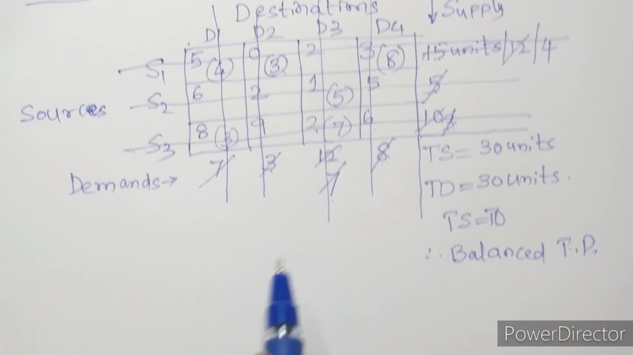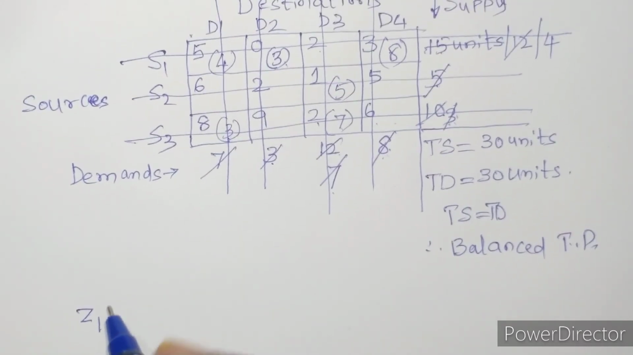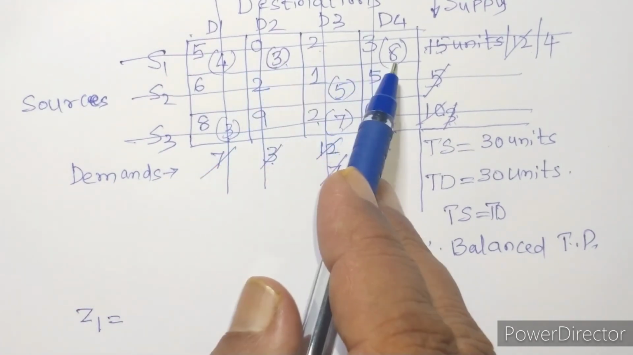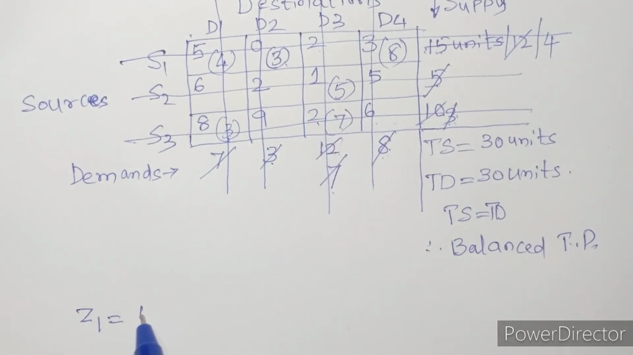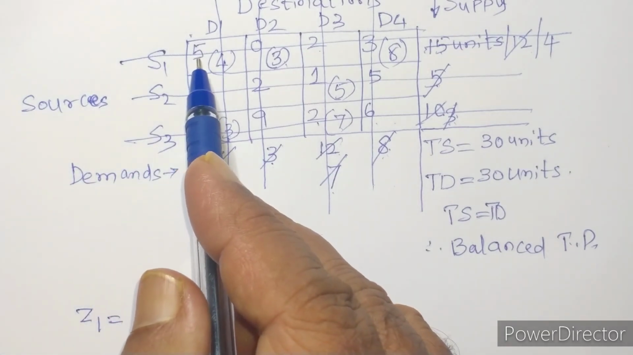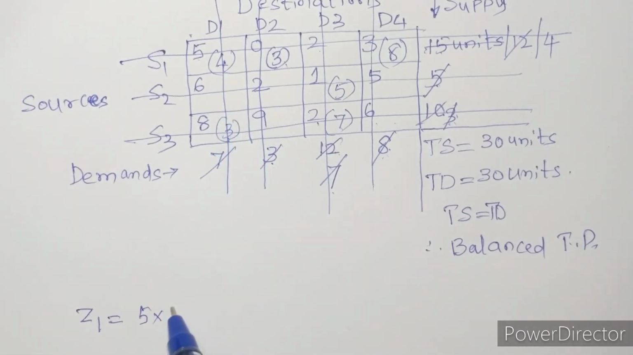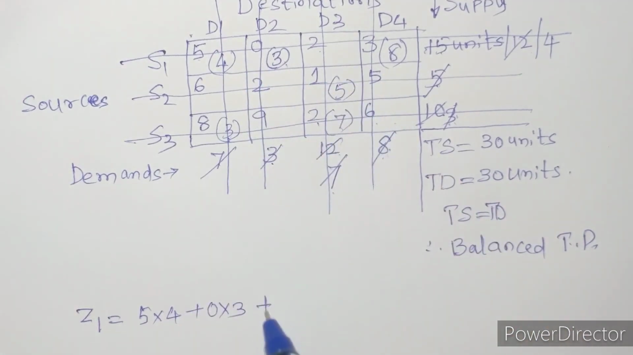And now after this allocation, we calculate Z1, the starting solution or the first solution to the problem, by taking the product sum. So 5 into 4 plus 0 into 3 plus 3 into 8 and 1 into 5, etc. So I'll just write it here. 5 into the unit transportation cost of this cell into the number of units allocated, that you have to take, into 4 plus 0 into 3.